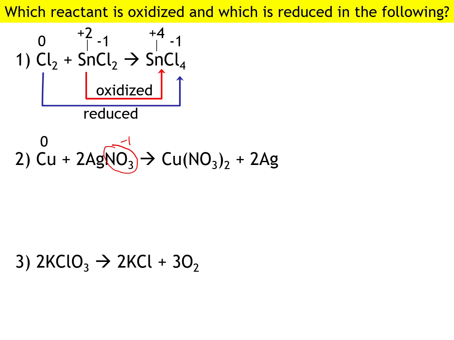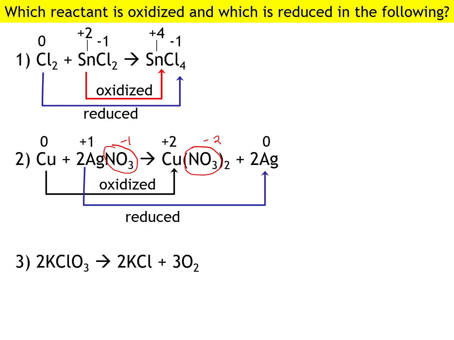I'm going to do the same thing over here with the copper nitrate. I have 2 nitrates. Each nitrate is -1, so I have a total negative charge of -2. Now I'm back to the numbers I put into this PowerPoint. Silver is +1, copper is +2, and over here we have silver metal, so that's going to be a 0. So we're going to connect up the pairs. Copper is going from 0 to +2, so it is being oxidized. And then silver, therefore, has to be reduced.